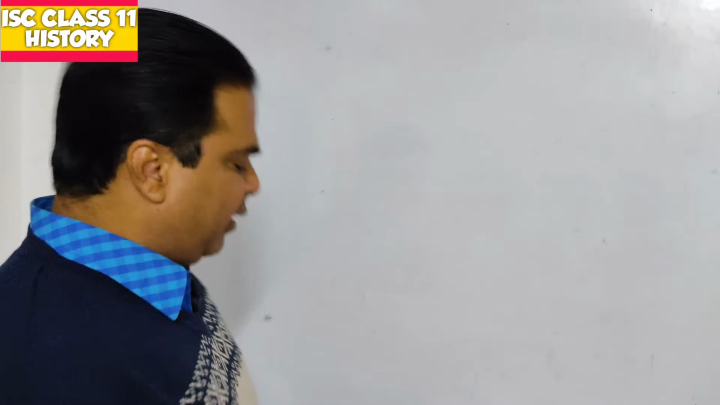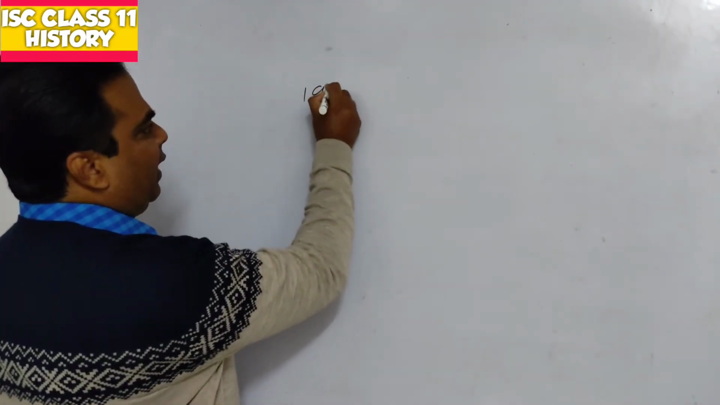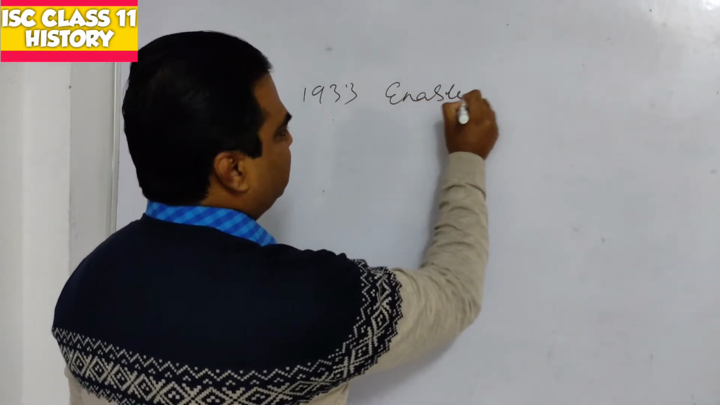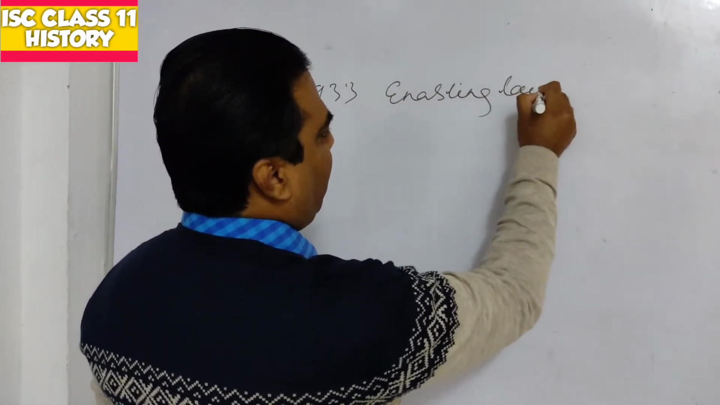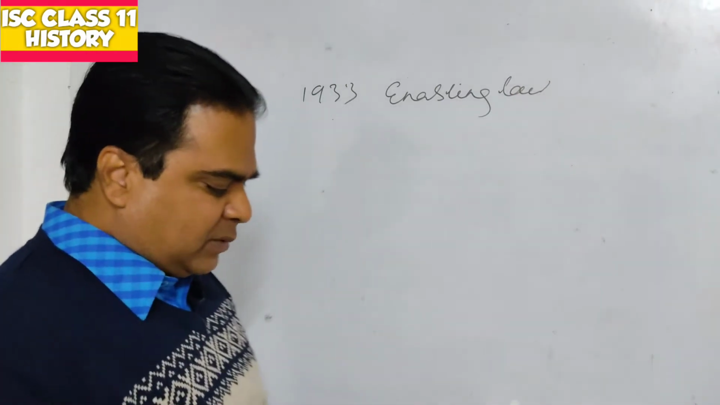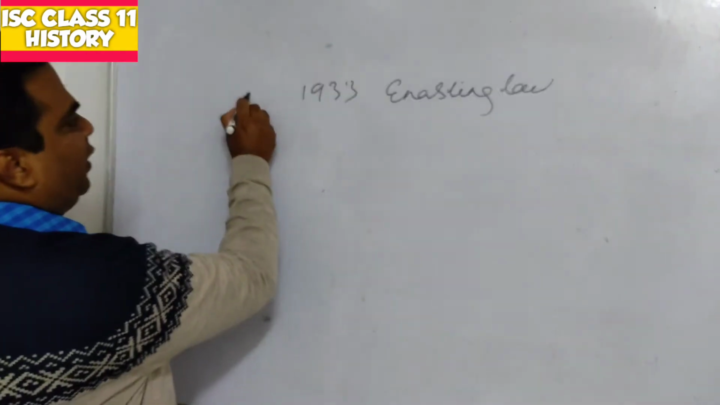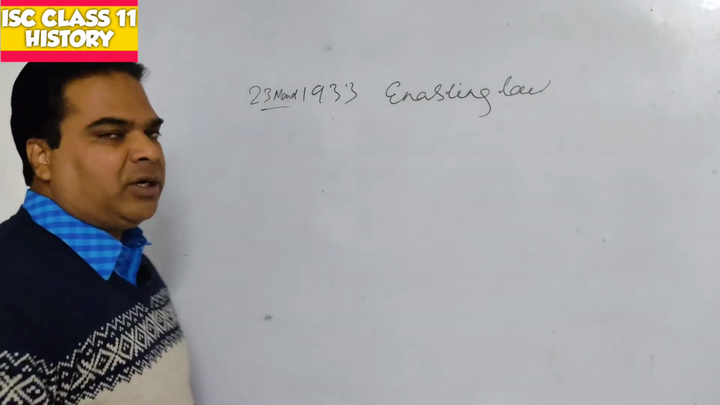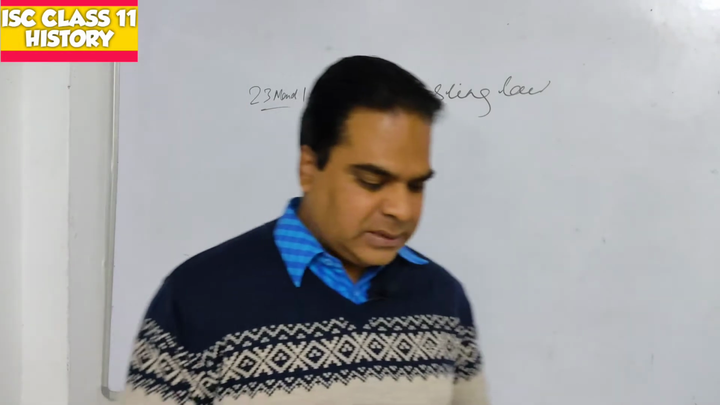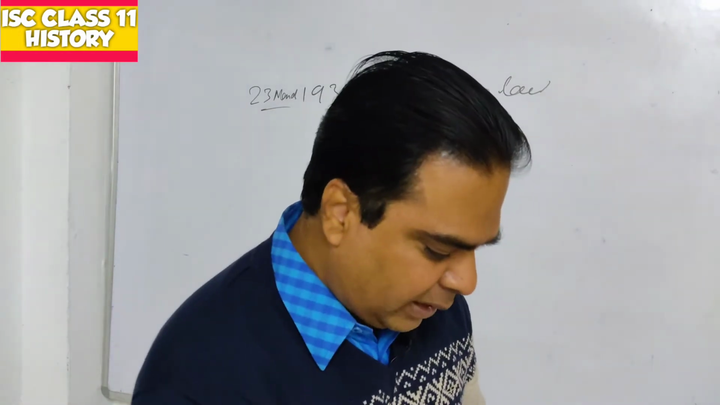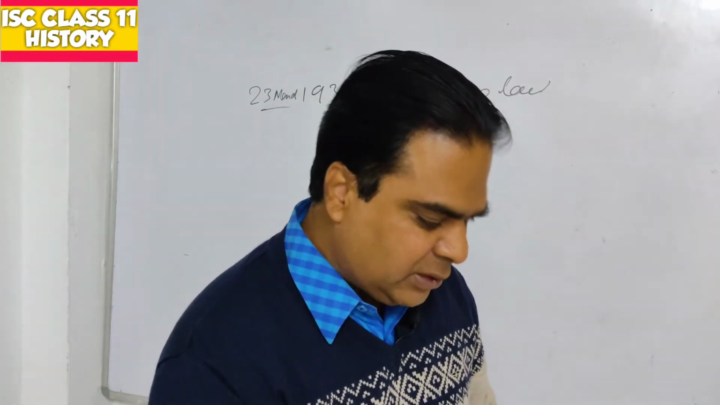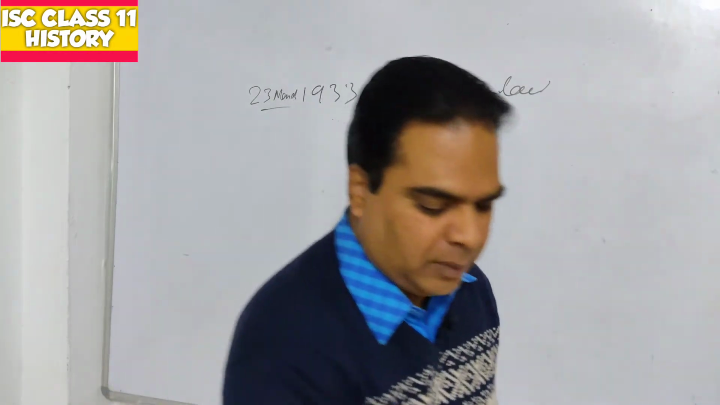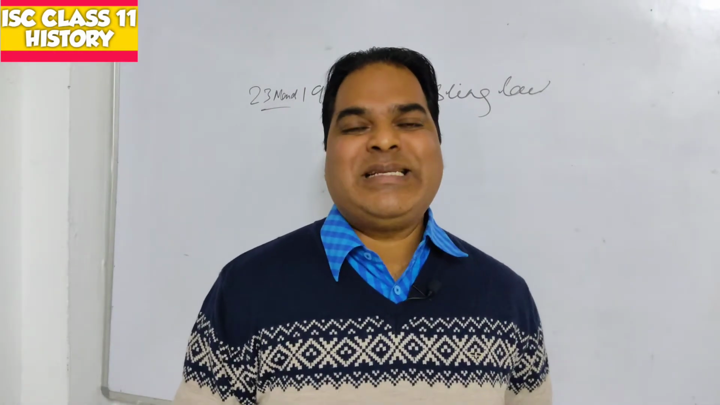So in 1933, he passed an enabling law. The enabling law was passed on 23rd of March 1933, and according to this enabling law, my dear, this law made him more and more powerful. He became now the dictator. So he became a dictator of Germany.